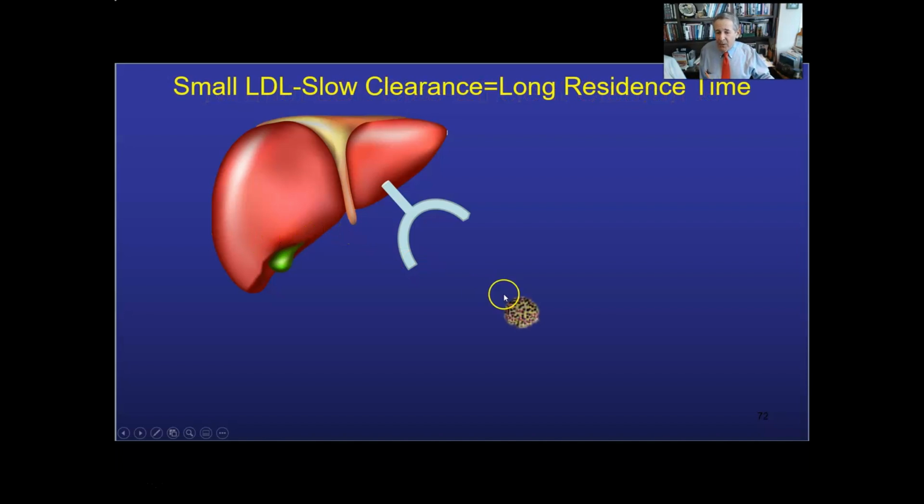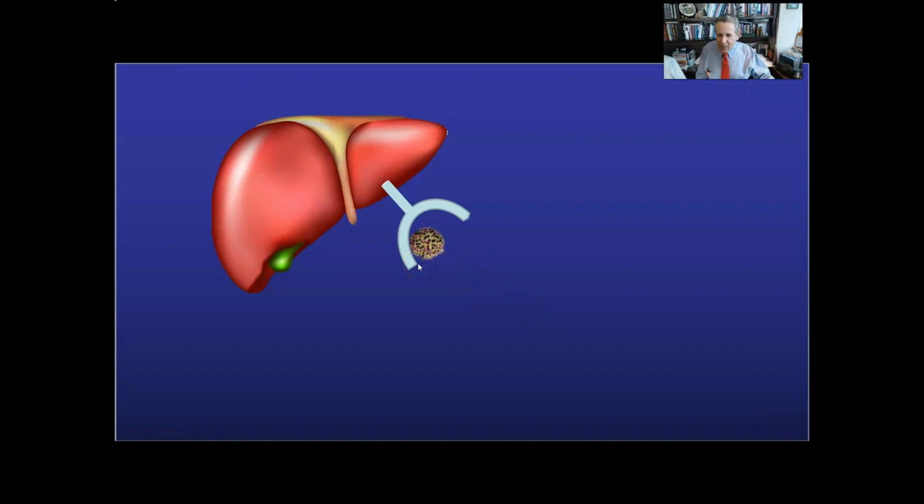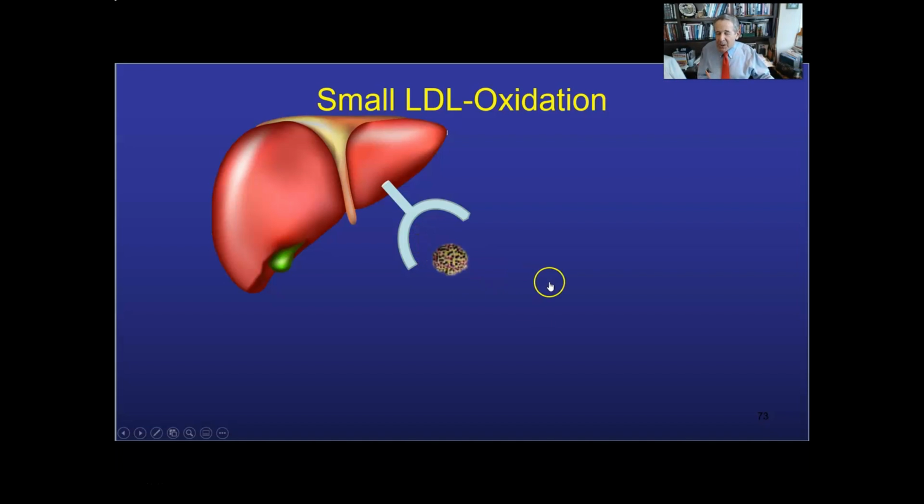What about if you have a lot of small particles? They don't fit. They kind of knock around here, and eventually they're in the bloodstream, and they get oxidized, represented by the ring around. It's like putting Velcro around the ball and throwing it at a Velcro target, and it sticks. The oxidized particles you can think of as sticking to the endothelium.